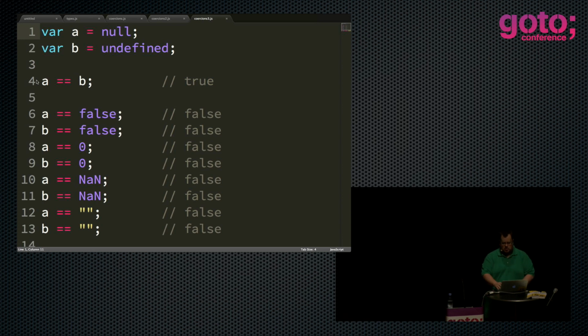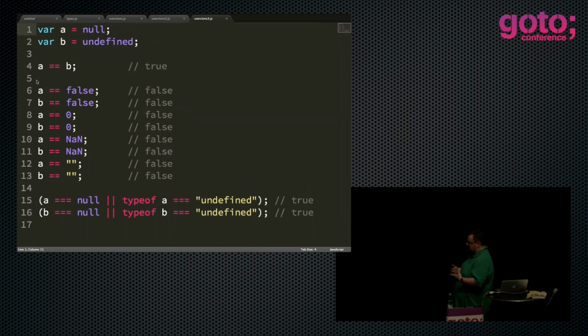Another example of why coercion can be useful is null and undefined. If we open up the spec, the spec says that null and undefined coerce to each other and to no other values in the language, which is actually very useful. We can treat them as indistinguishable. So I have this A and B, and we notice that A and B are equal to each other, but neither A nor B is equal to any of those other troublesome falsy values, because they coerce to each other and to no other values.